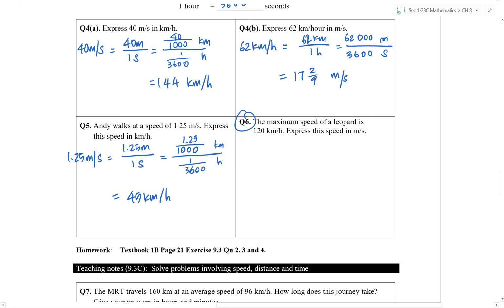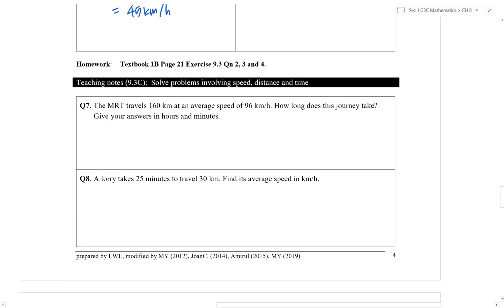Now it is your turn to do question 6. The first few lines will be 120 kilometers per hour is 120 km divided by 1 hour. We want to change this to meters per second. So fill this in. The homework is found at the end of the notes, which I will talk about in a while.